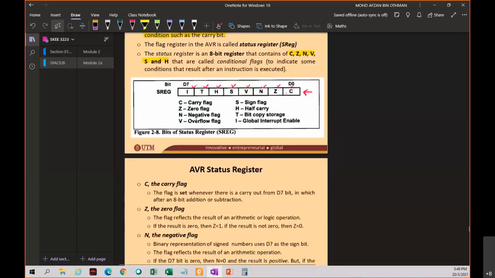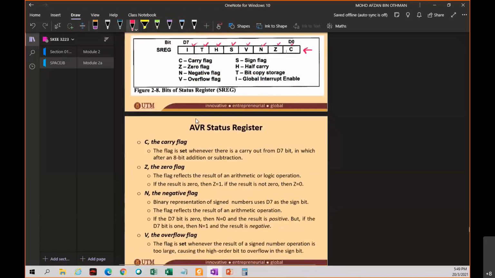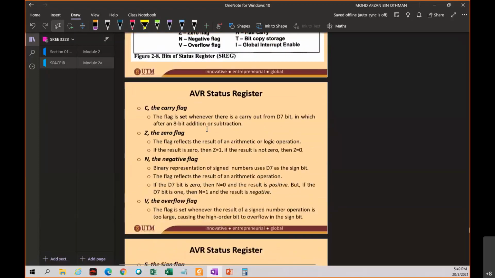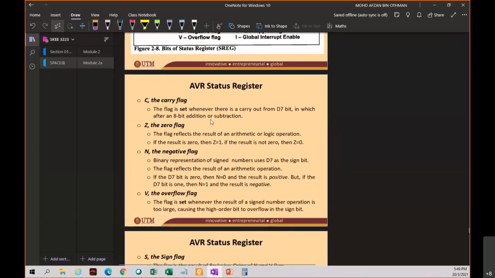Okay, let's look at the flags here. For the C flag, the C flag is actually the carry flag. This flag is set, it becomes 1, whenever there is a carry out from bit 7 after an 8-bit addition or subtraction. So the C flag becomes 1 when you have a carry after you did the addition or subtraction.